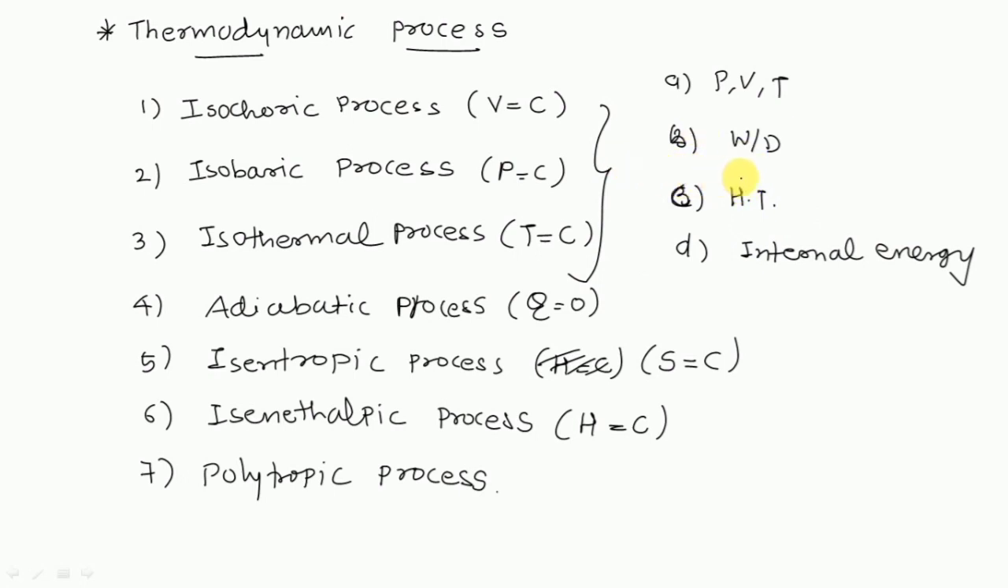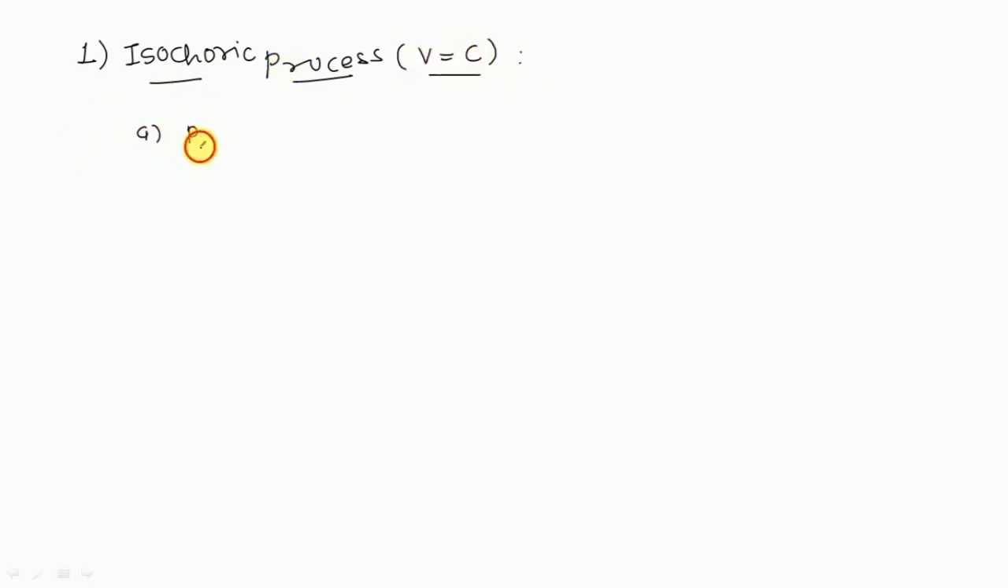So let's start with the first process, the isochoric process. We know the isochoric process is the process in which the volume is constant. So here the volume is constant. The first relationship is the PVT relation, the pressure, volume and temperature relation. So how is the PVT relation established in the isochoric process?